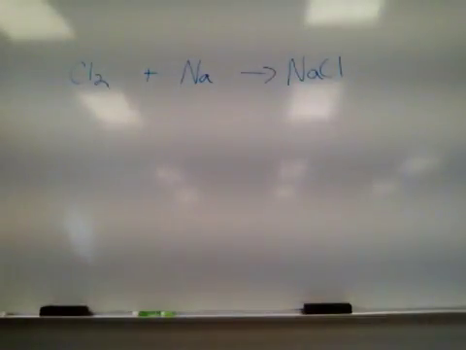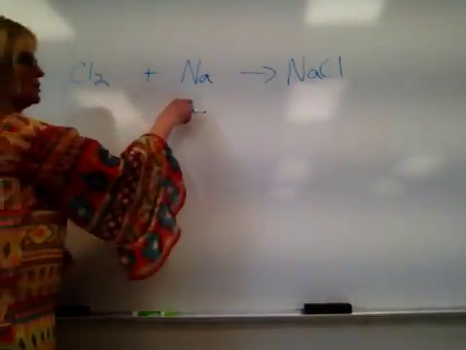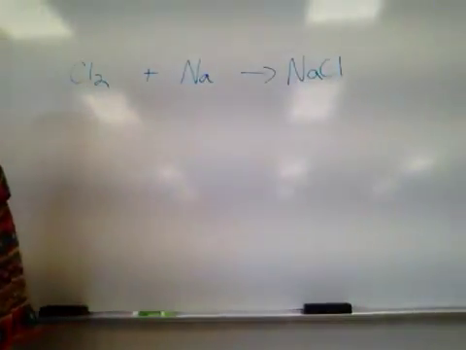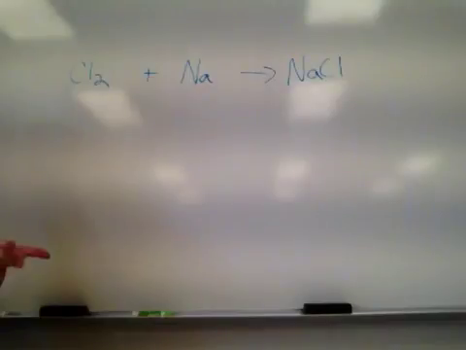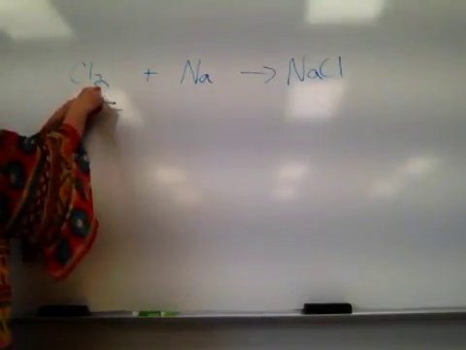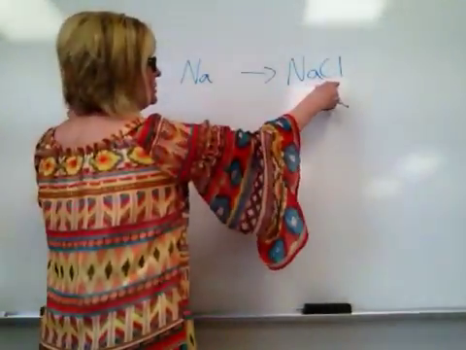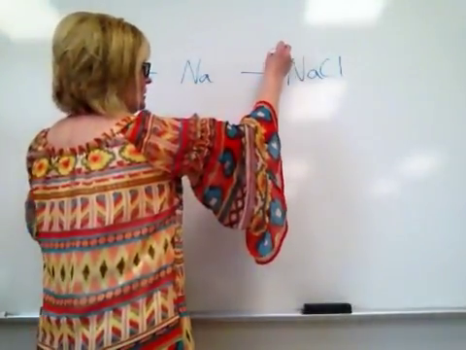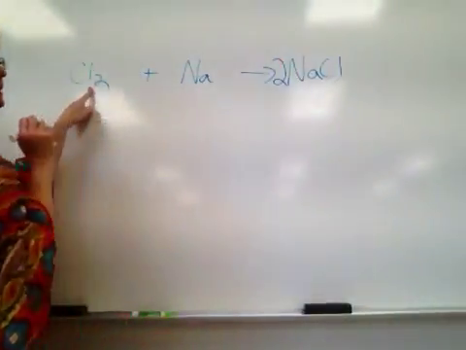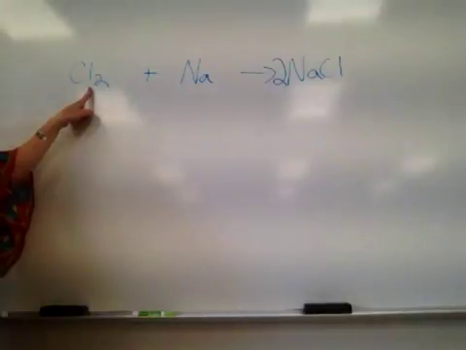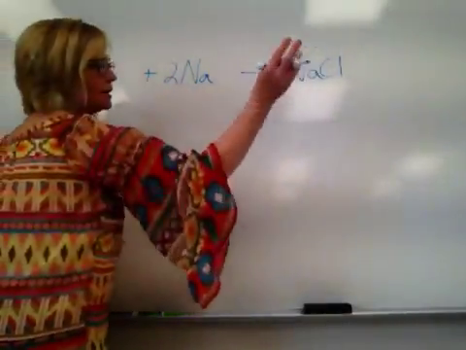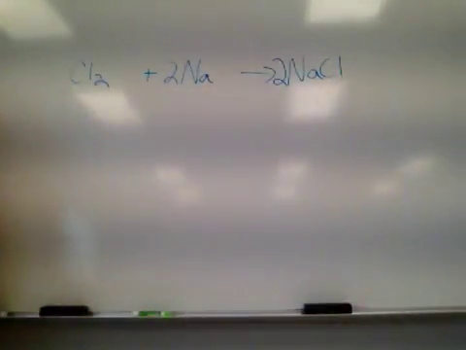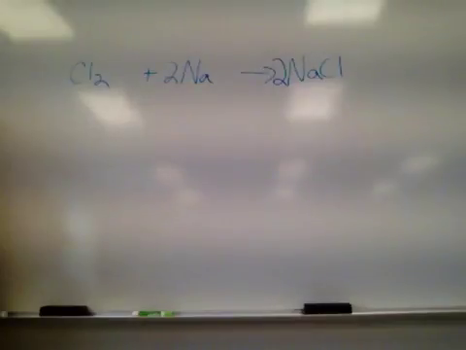So notice I did not write that 1.25 anywhere. I just wrote my skeleton equation. Chlorine and sodium make NaCl. So step one, I have to do what? Balance it. So 2 chlorine, 1 chlorine, I have to put a 2 here. So then I'll also have to put a 2 here. So I've got 2 of everything. It's balanced.